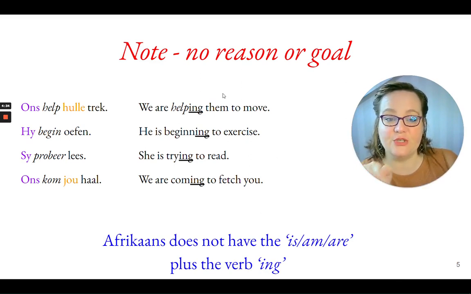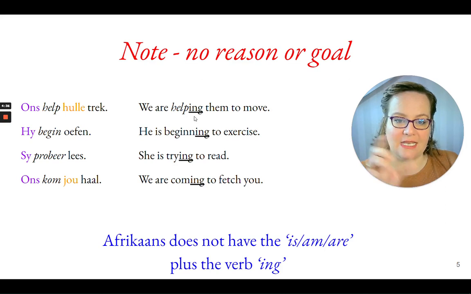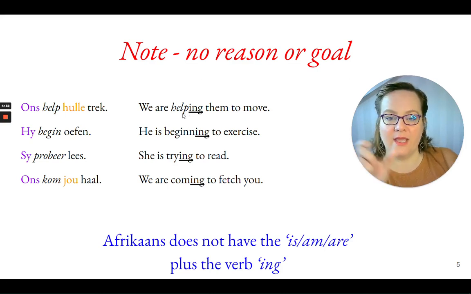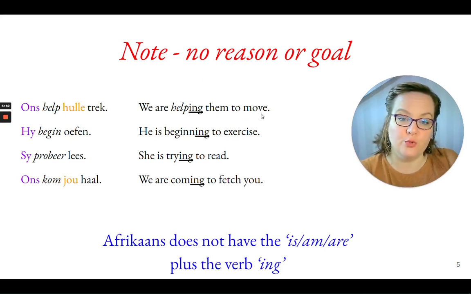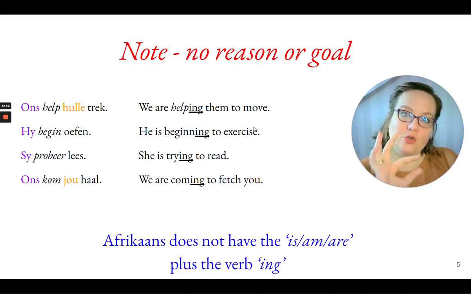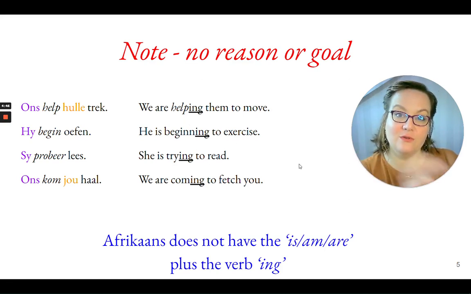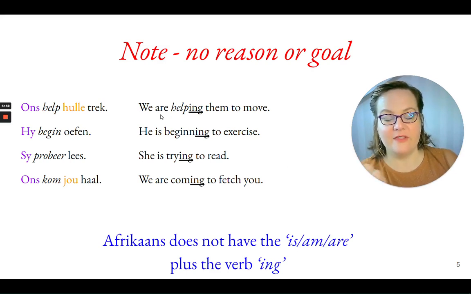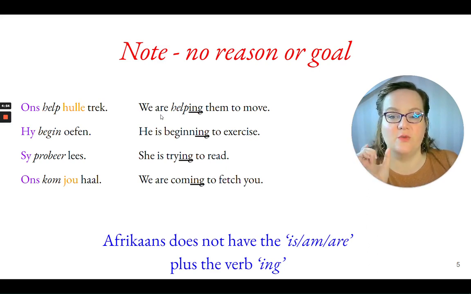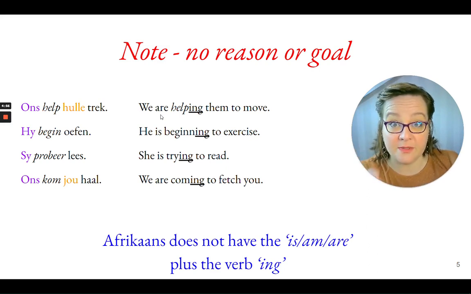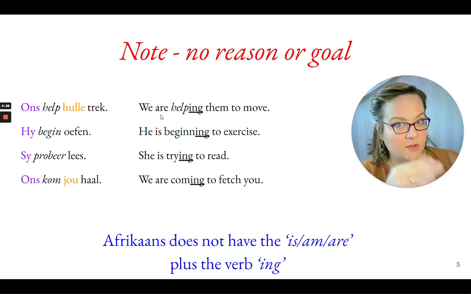But in English, you have a to there. It's like the gerund in the sentence where we are helping to move. He is beginning to exercise. She is trying to read. We are coming to fetch you. So you have the are or the verb there, a helping verb with an ing. We don't have that in Afrikaans. We just have the verb there, and then we continue with the sentence.